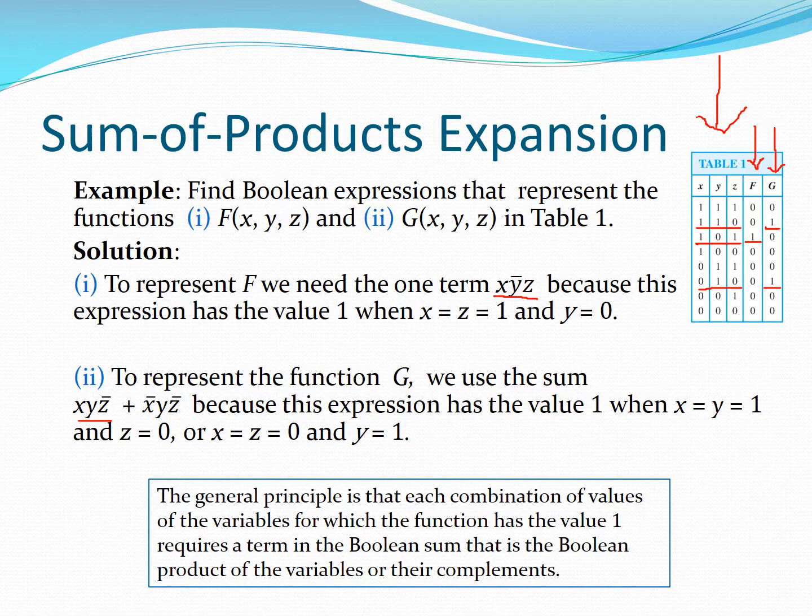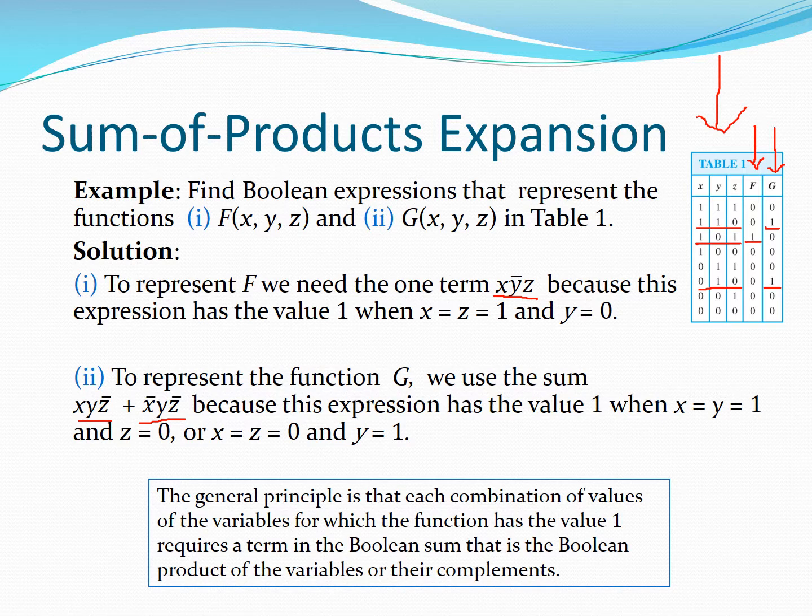This is going to be the first term. In the second term, where 1 appears under the column of G, you see a 0 under X, a 1 under Y, and a 0 under Z. Therefore, you have X bar to represent a 0, Y to represent a 1, and Z bar to represent another 0. Alright? So that is the basic principle that you follow in order to find the sum of products expansions.